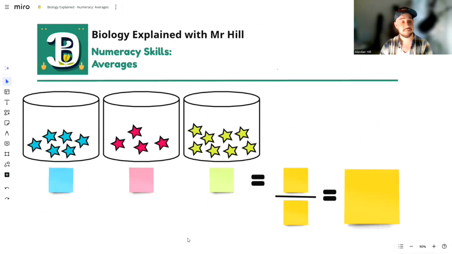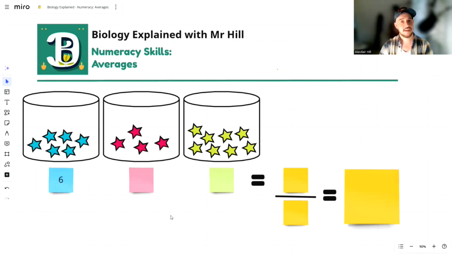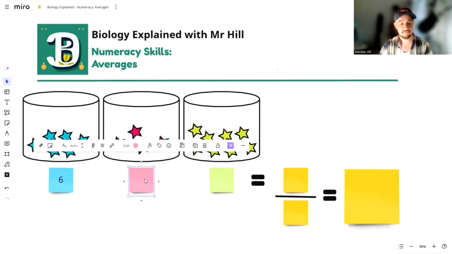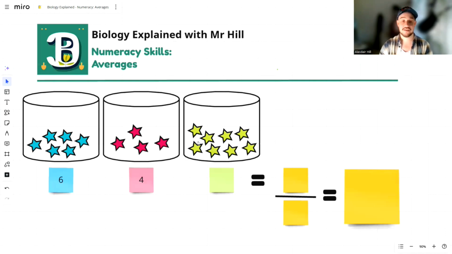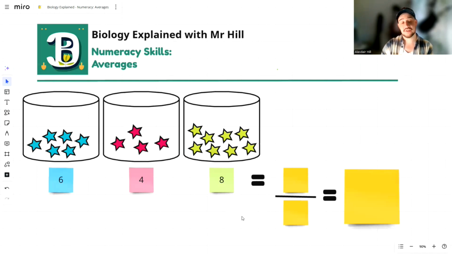So if we go ahead and look at these blue stars, you can see that we have 1, 2, 3, 4, 5, 6 stars in our beaker here. So I'm going to put 6 in the post-it there. Beaker number 2 has 4 stars, and beaker number 3 has 2, 4, 6, 8 yellow stars. So we're going to add all those up together. 6 plus 4 plus 8 is going to give us 18.